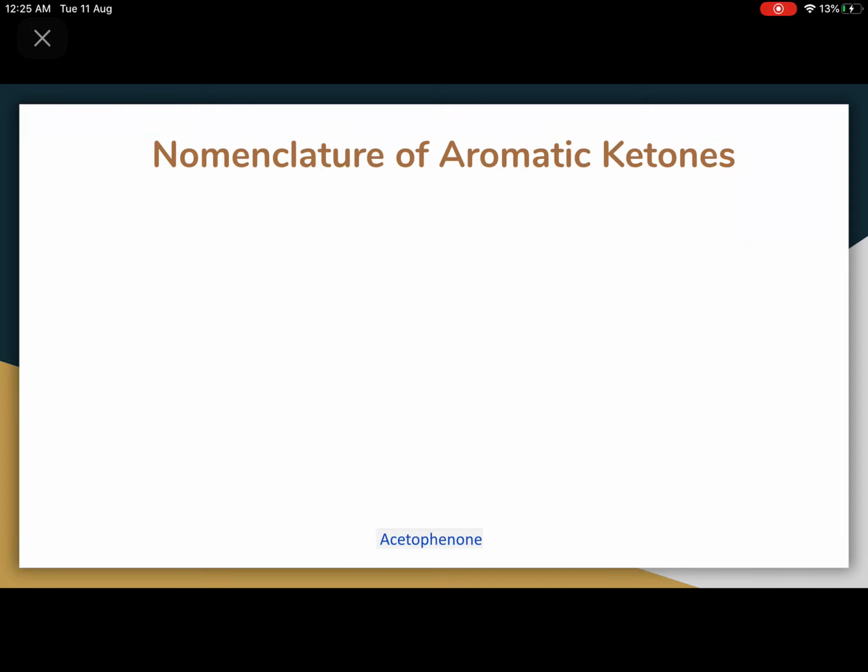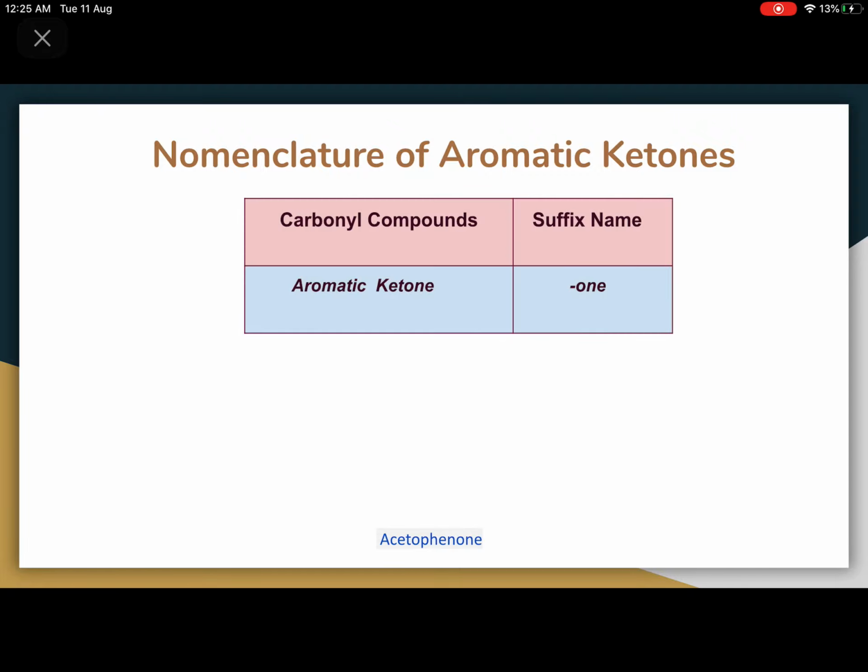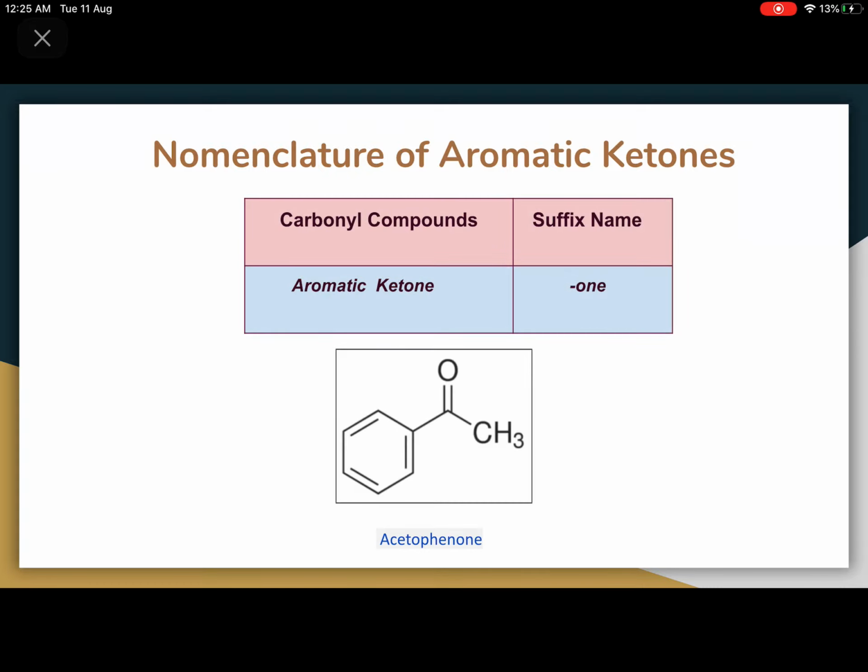Nomenclature of aromatic ketones. For the aromatic ketone, we have to use the suffix ONE. So this is the structure and the name of this structure is acetophenone.